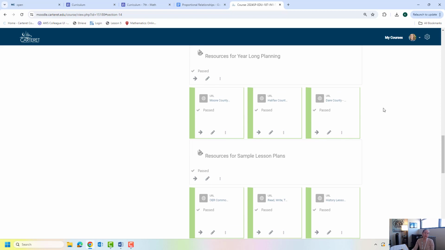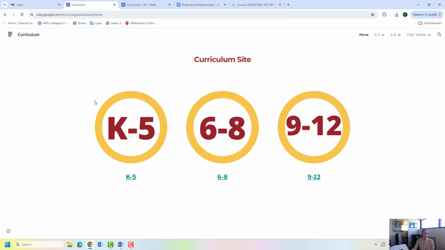Now, unfortunately, I do not have Carteret County's, but I did pull some counties in North Carolina that I feel did such an awesome job of helping their teachers, especially their first year teachers, with getting started. So I'll just show you, for example, Moore County. So this is Moore County's website.